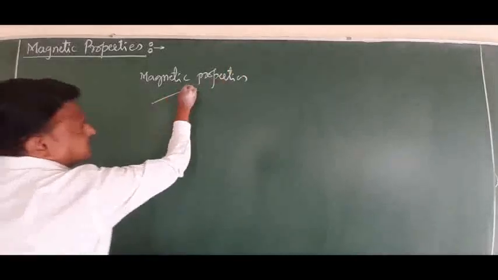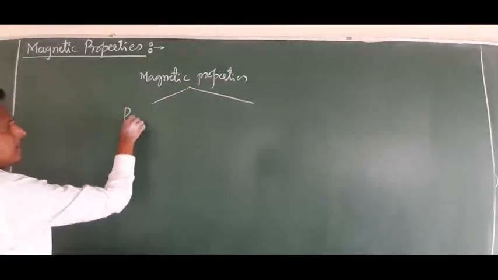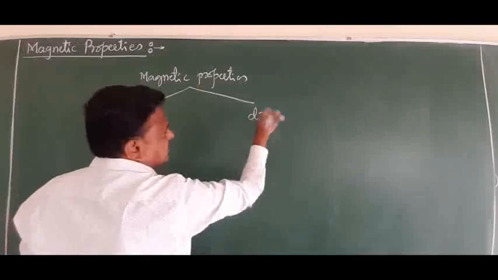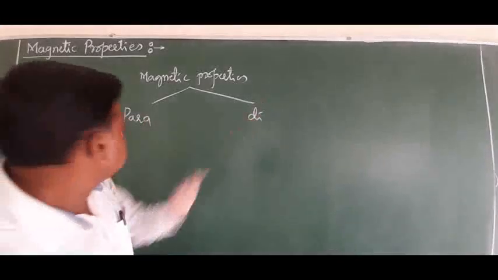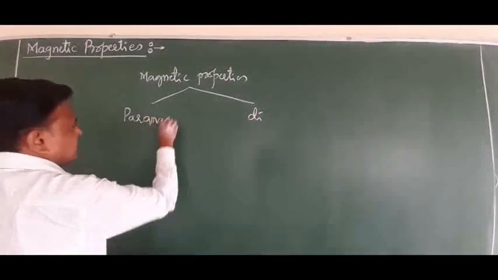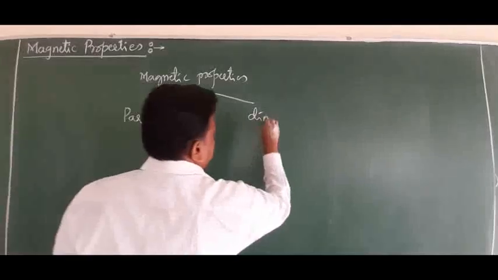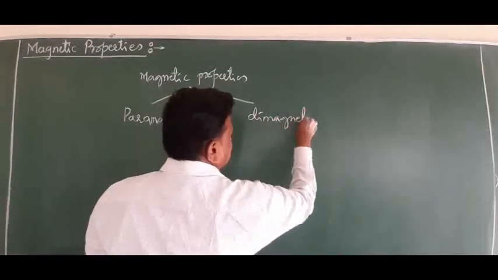It's 2 major parts. One is paramagnetism and another one is diamagnetism. Yes, what are paramagnetic materials and diamagnetic? Paramagnetic and diamagnetic. Yes, we know the simple definition.